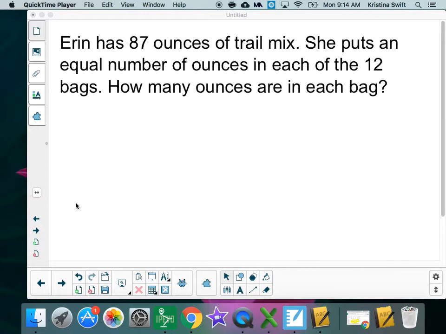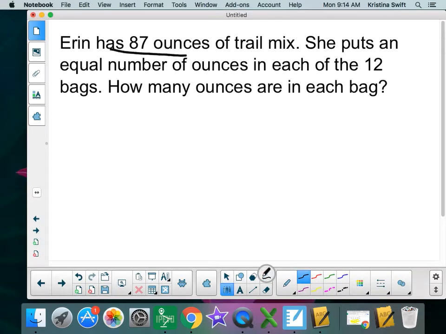Okay, Erin has 87 ounces of trail mix. So I'm going to underline that 87 because that's what she has and that's important. And she puts an equal number of ounces in each of the 12 bags. So I know that Erin has 12 bags and she's wanting to put an equal number of ounces of the 87 ounces of trail mix that she has, an equal amount of those into the 12 bags. So how many ounces are in each bag?